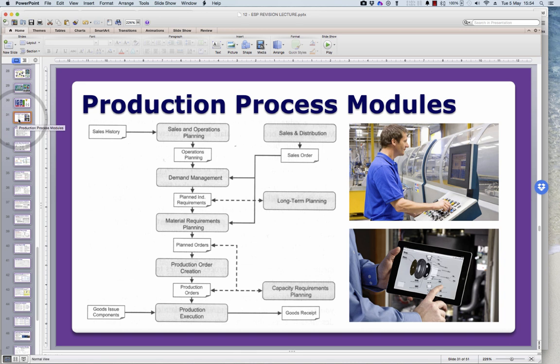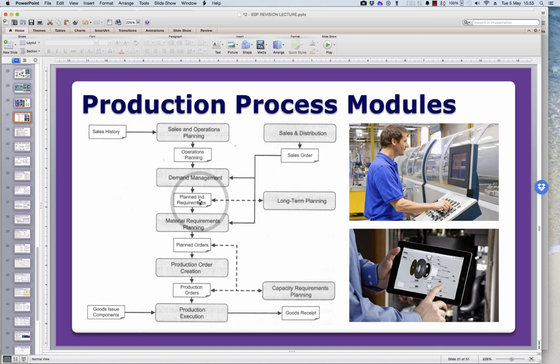So, production process modules. What we have here is sales and operations planning, and that feeds demand management, and the result of demand management is planned independent requirements. So you might be asked, what are planned independent requirements and what are dependent requirements? Try and find a definition for those.